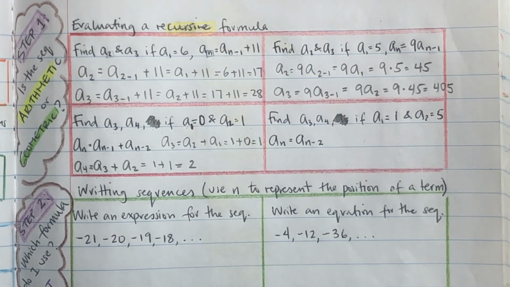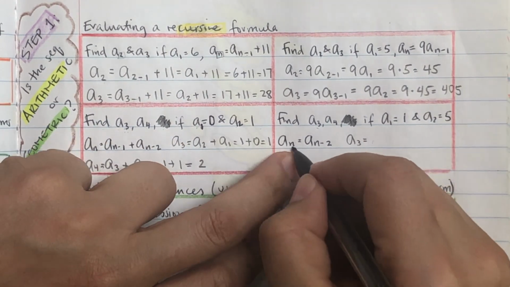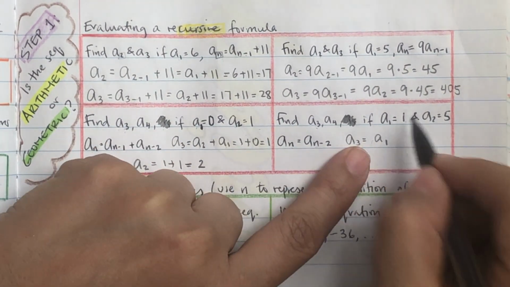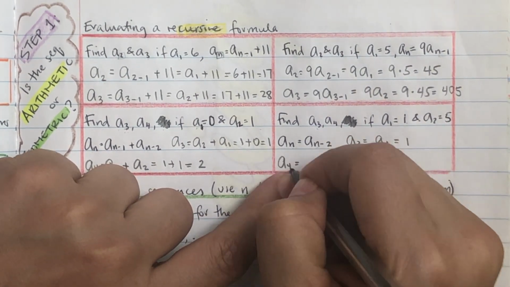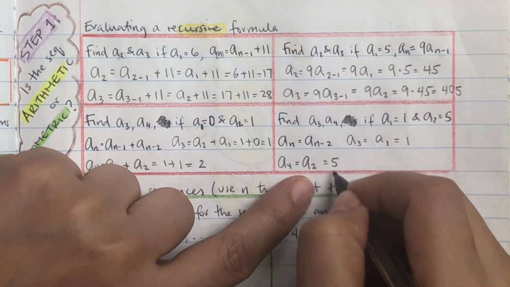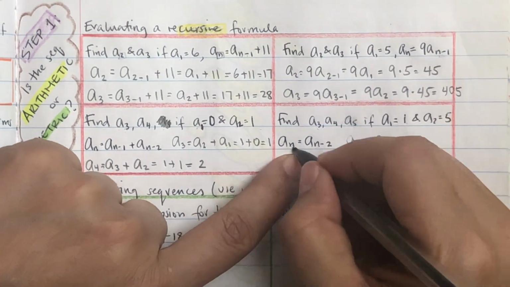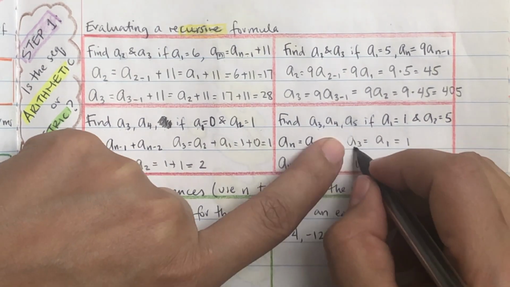Okay, looking at the next question, I'm going to be looking for a sub 3, which is equal to 3 minus 2, which is 1. So what's a sub 1? A sub 1 is 1, so we'll put that in there, and that's it. A sub 4 is equal to 4 minus 2, which is 2. Sub 2 is 5. All right. I'm actually having room to do A5, so I'll do A5. A sub 5 is equal to 5 minus 2, which is 3. So A sub 3, which is equal to what? 1.